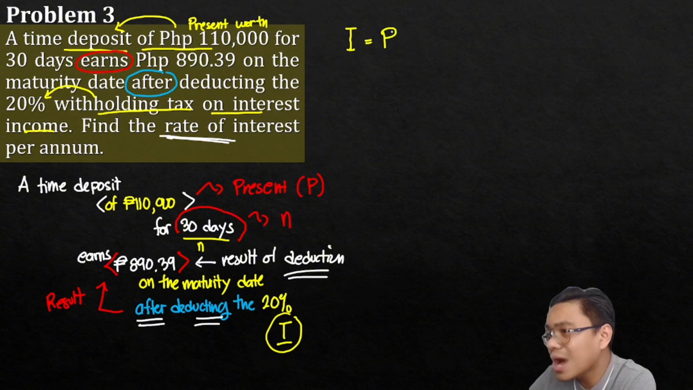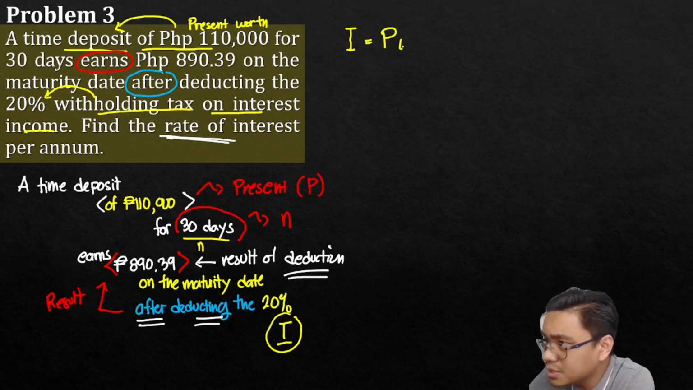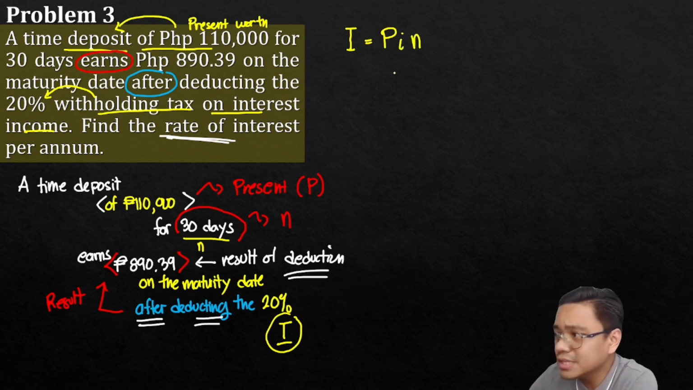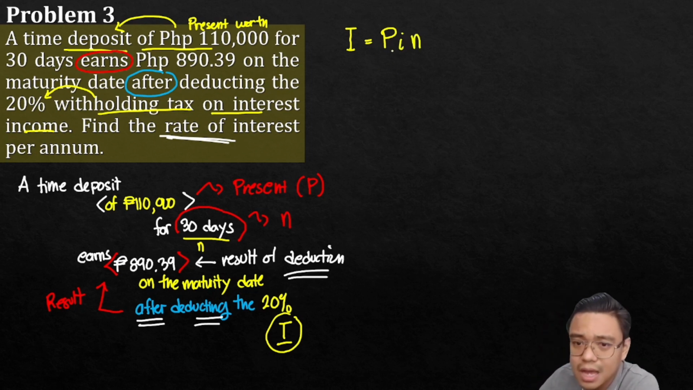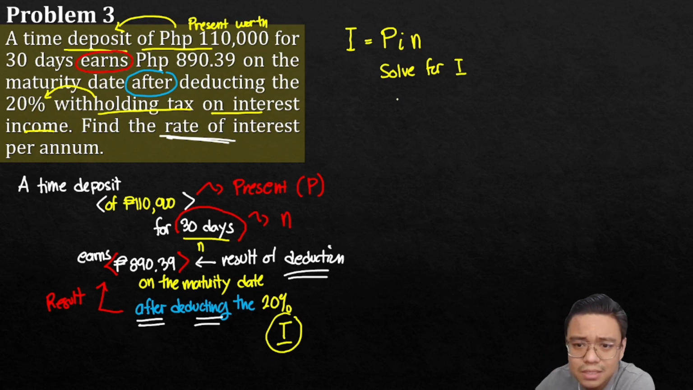Why? Because you have the present worth only. You do not have the future worth. So, ibig sabihin na to, for this setup, ito yung formula na gagamitin natin, no? But, we have to secure first, ano ba yung value ng I natin? Okay? So, solve for the value of I muna tayo. So, paano ba natin ito solve?